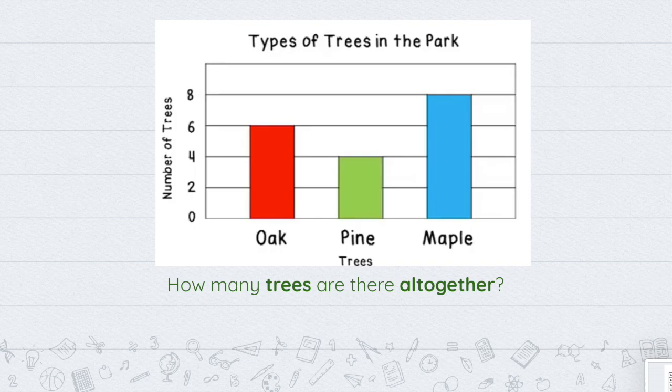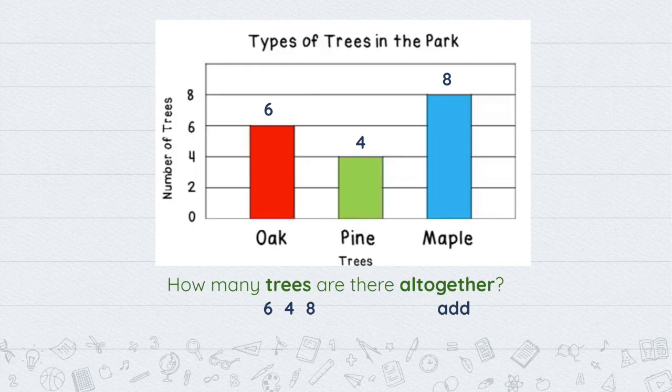So again, the first thing I like to do is look at the information that I have. So I'm going to look at the bars, and I'm also going to look at the scale and try to figure out the numbers for every single one of those types of trees. So first I'm going to look at the oak tree. How many oak trees are there? If I look at the scale, the oak tree stops at the 6. So I know that I have 6 oak trees, I have 4 pine trees, and I have 8 maple trees.